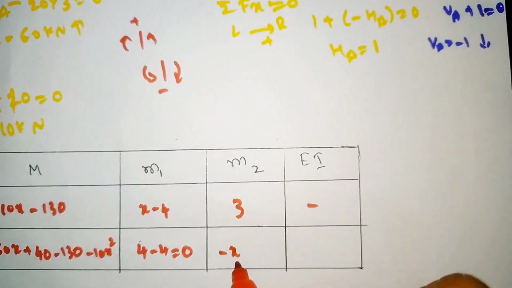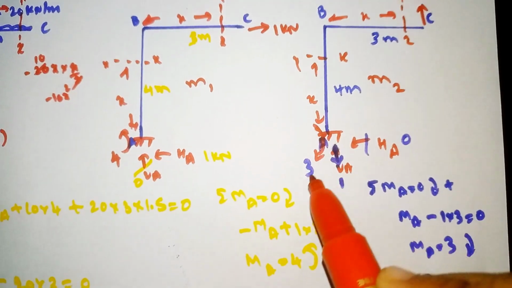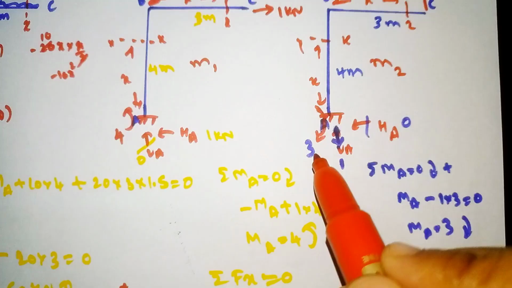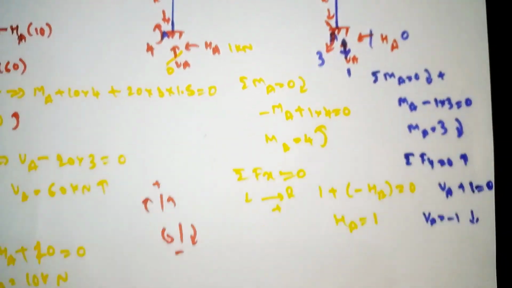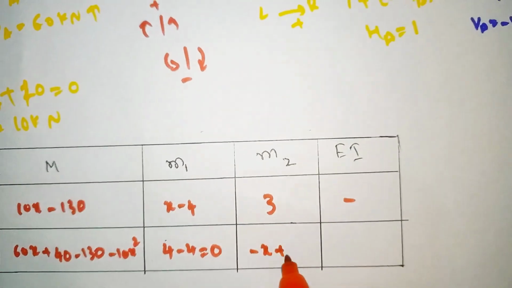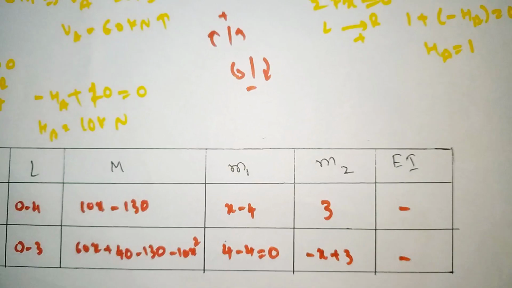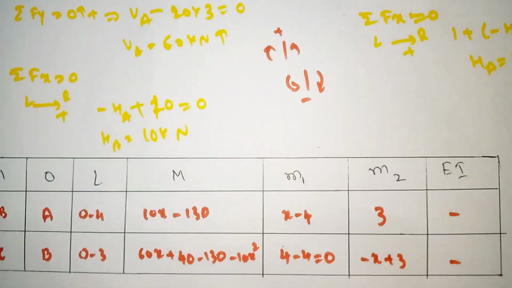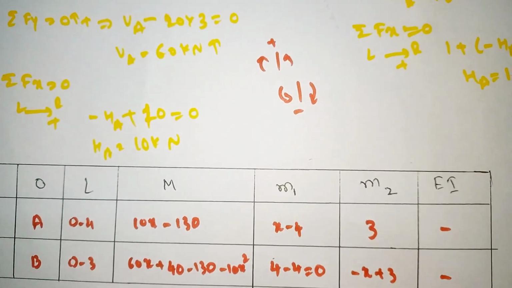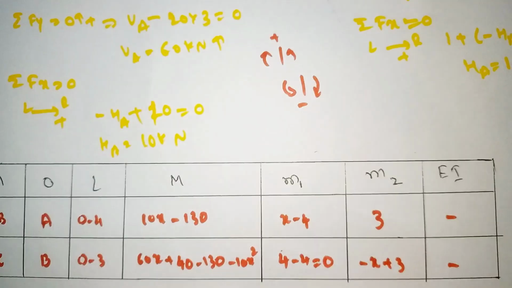Minus X. And the moment is also going upward. Upward means we need to take the positive. So plus 3. So this is how we need to find all the moments for each member.